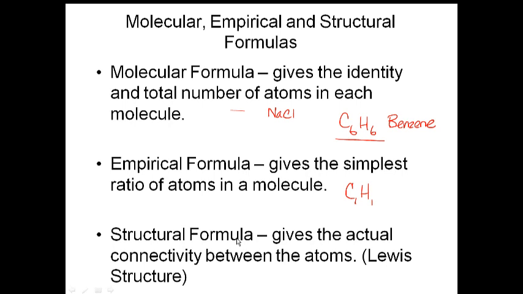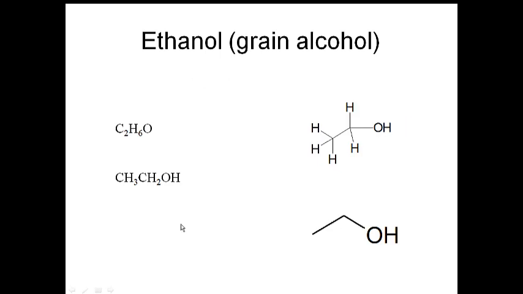The empirical formula is useful, but not that useful for what we're going to do in organic. What's most useful is the structural formulas. When we draw Lewis dot structures, we are drawing structures and structural formulas. I'd like to know how many lone pairs there are, where they're at, and what kinds of bonds are between atoms. That's the type of structure that we will draw.